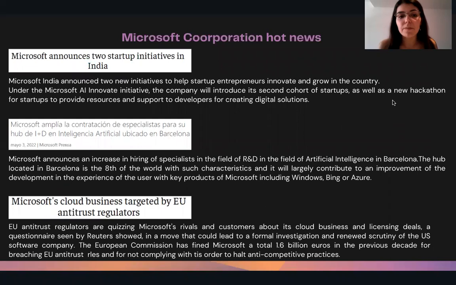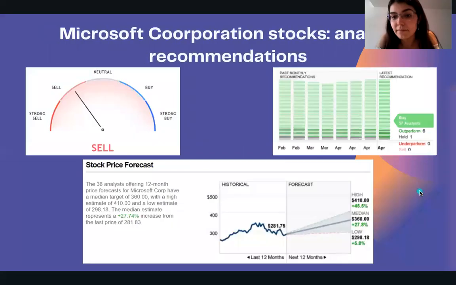And here are some hot news in regard to the predictions for the future. Which is that now it's going to be better to sell, but maybe it's better to wait for a long-term investment to see what happens and to see if trends go up again.